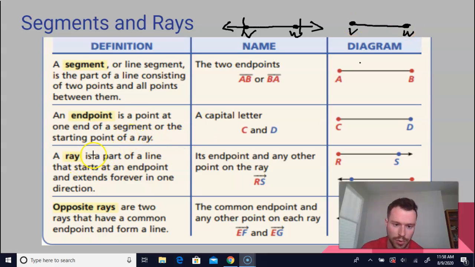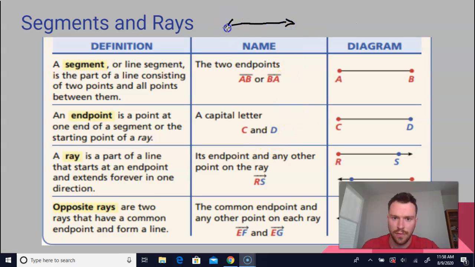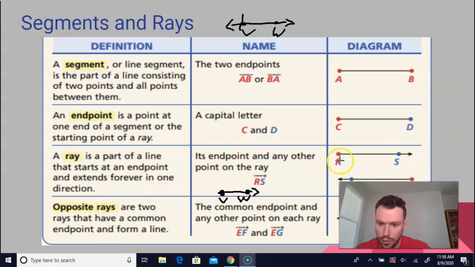So now that we've covered endpoints, let's skip to a ray. Okay, a ray is a part of a line that starts at an endpoint and extends forever in one direction. So let's say we had our line VW, V and W, and I only cut one part of that line. So we have an endpoint at V, however, it keeps going. So we would call that a ray. So we would end up having ray, I'm just going to draw it down here, ray VW. You also see ray RS right here and ray RS down here.